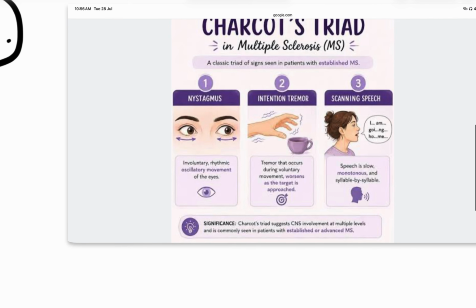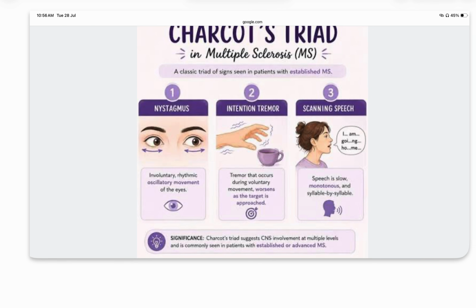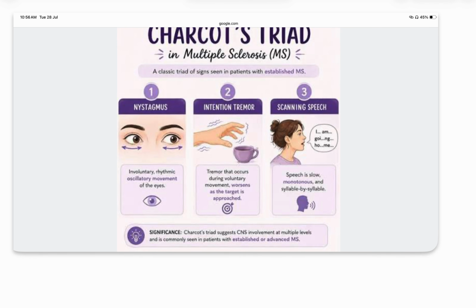It's called Charcot's triad. Charcot's triad is seen in the disease condition of multiple sclerosis. Just remember these 3 points: nystagmus, intention tremor, and scanning speech. These are the most important clinical manifestations shown by a patient who has multiple sclerosis. Nystagmus means involuntary and rhythmic movement of the eye. See that movement of the eye this way and this way. It is an involuntary movement of the eye. It is called nystagmus. And intention tremor.